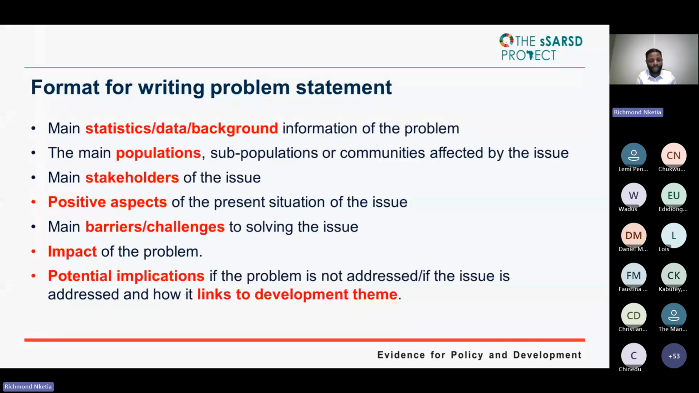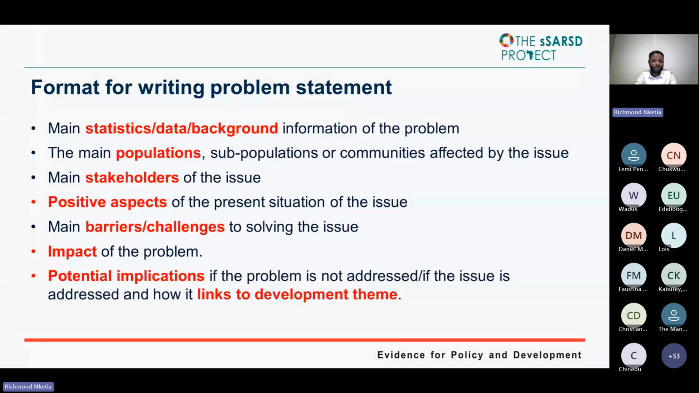So you would begin with statistics or data or background information about the problem, the population or subpopulations or communities most affected, the key stakeholders of the issue, policy aspect, positive aspect of the present situation, the barriers or challenges to solving the problem, and potential implications if the problem is not addressed and if the issue is addressed.